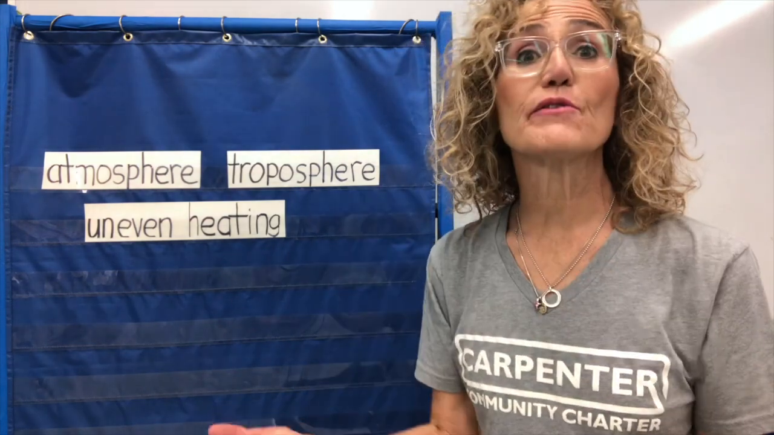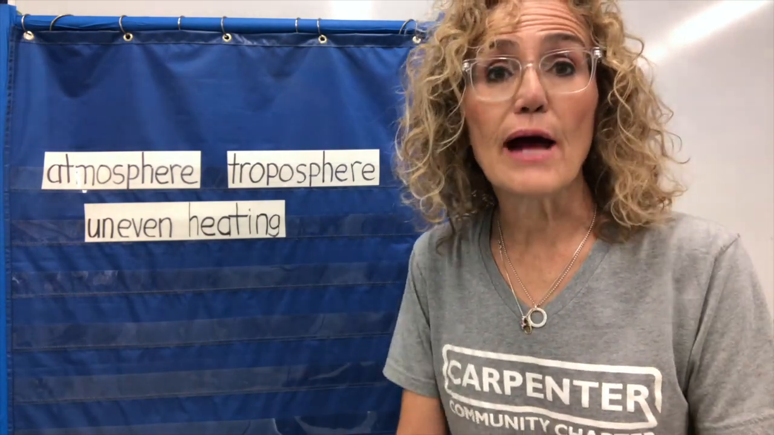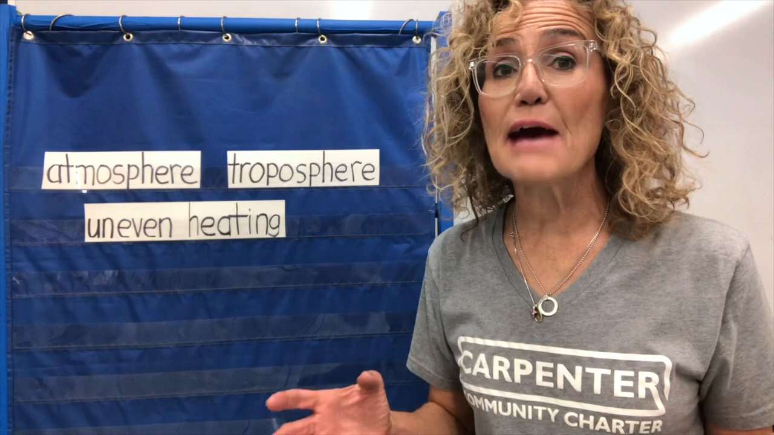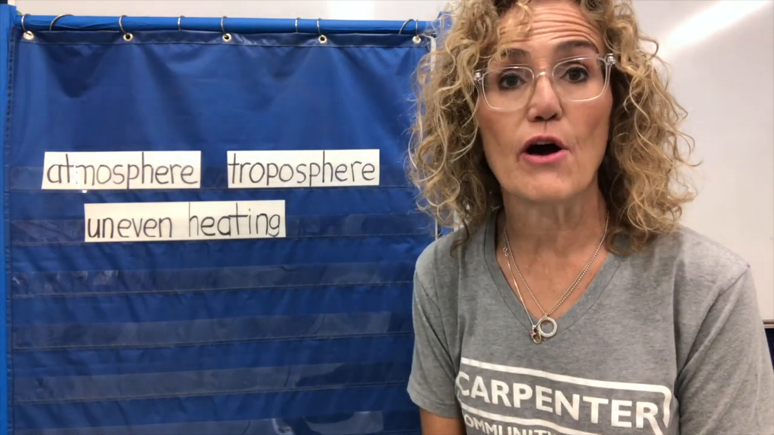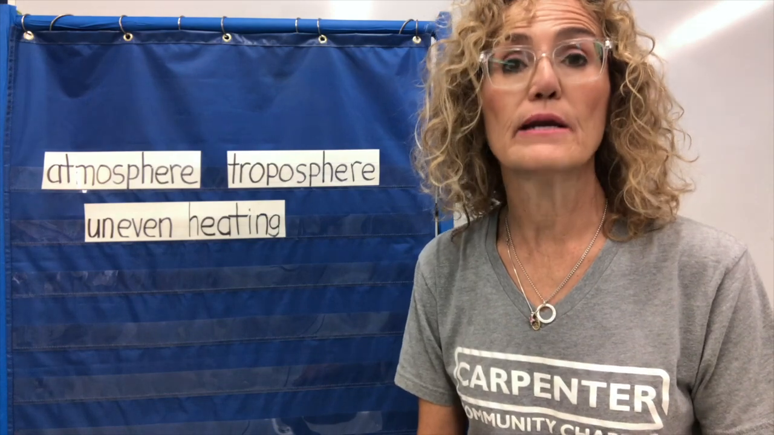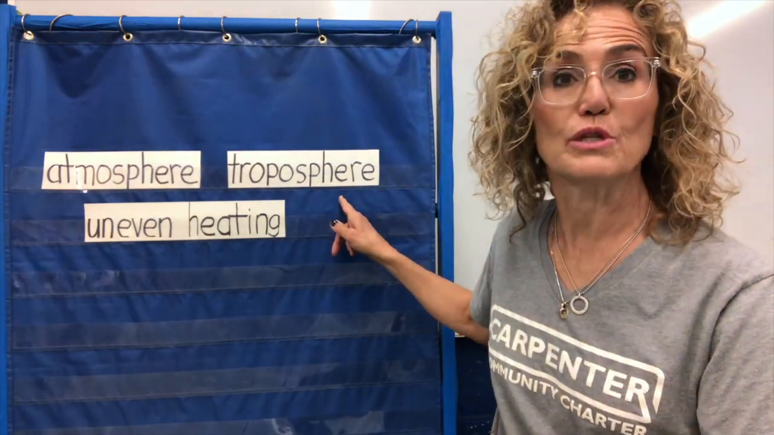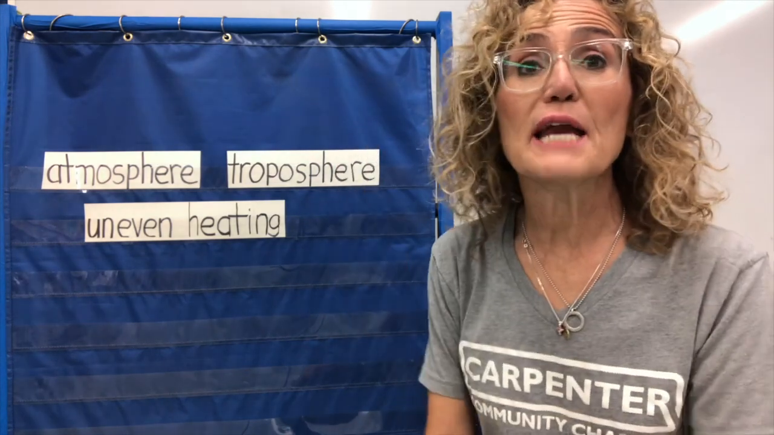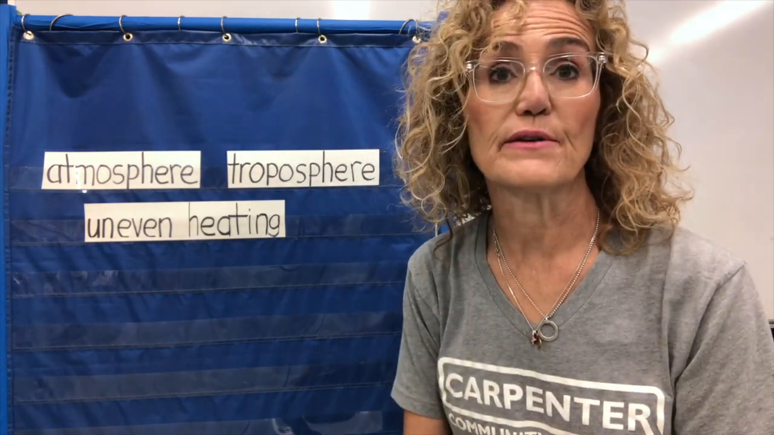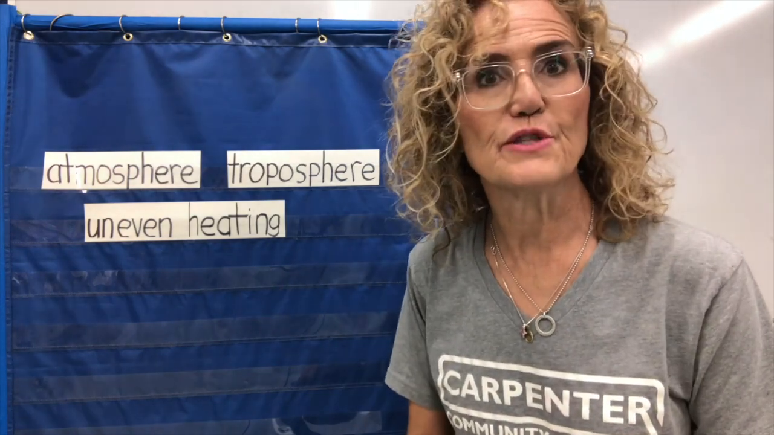Today we're going to delve a little deeper into the atmosphere. Remember, the atmosphere is this blanket of gases and air that surrounds Earth. If we didn't have an atmosphere, we could not have life on Earth. All of the weather that happens on Earth in our atmosphere happens in the troposphere. That's the first 9 miles of our atmosphere. That's where we live. We live and breathe in the troposphere.